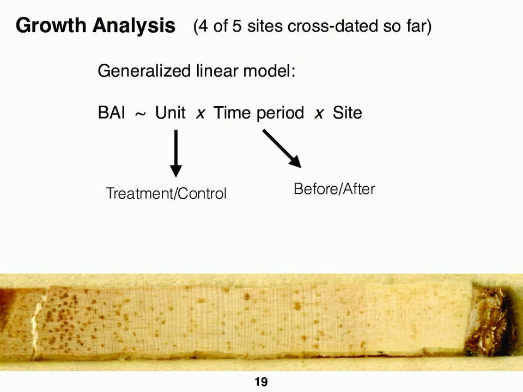Okay, so for my growth analysis, I used a generalized linear model. I predicted basal area increment using unit, so either treatment or control, by time period, before or after treatment, by site. And I included site in there because I knew site was different. I know that the treatments are different, and I have every reason to believe there should be a different effect there.